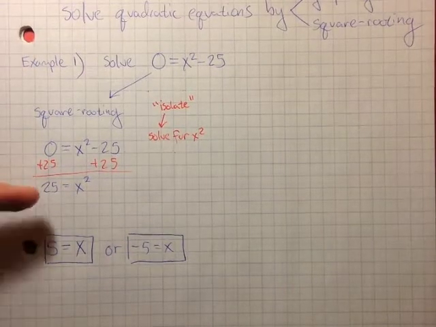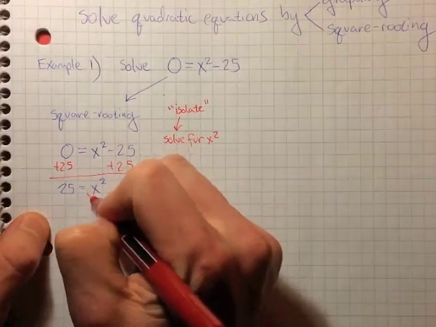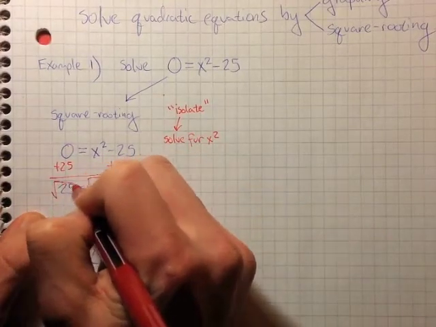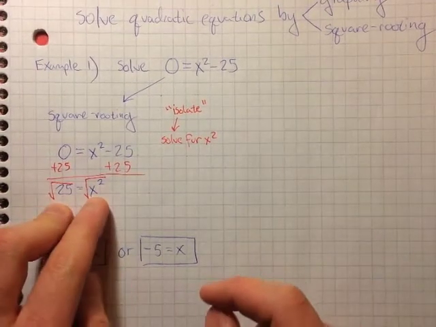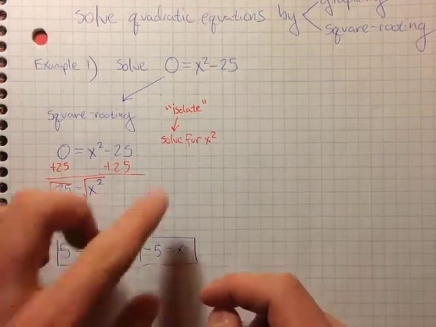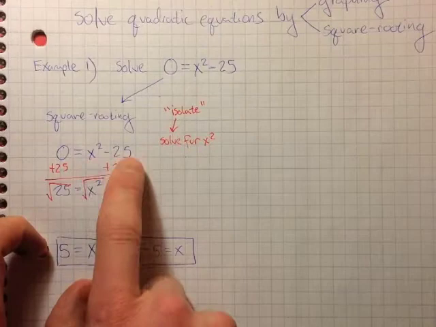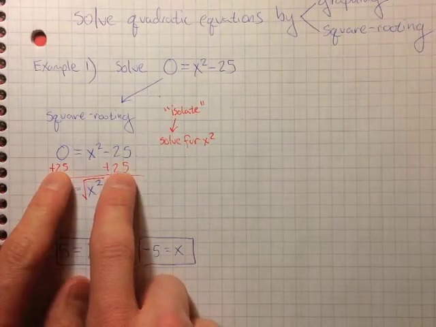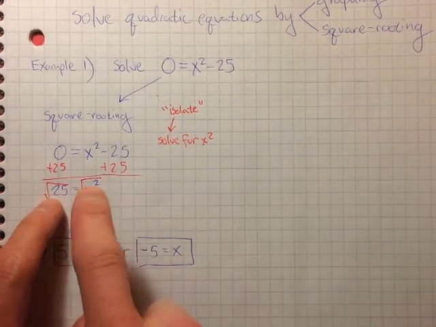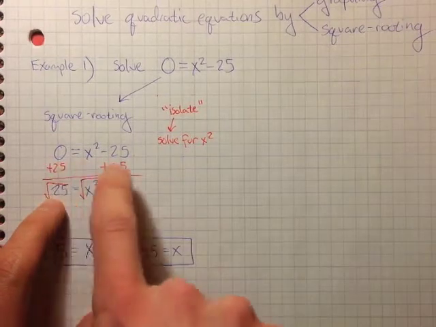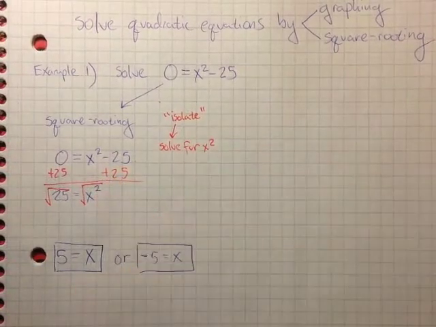Now, what we really did here was we took the square root of both sides of the equation. Anytime you're solving an equation, what you're really doing is the opposite. Like right here, when we solved for x squared, you did the opposite of subtracting 25, which is add 25. That's how you solved for x squared. Down here, in order to solve for x, you took the square root of both sides, because square rooting is the opposite of squaring.